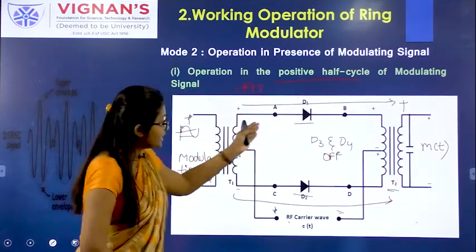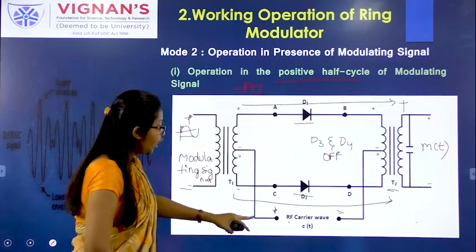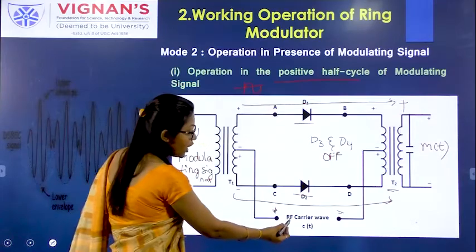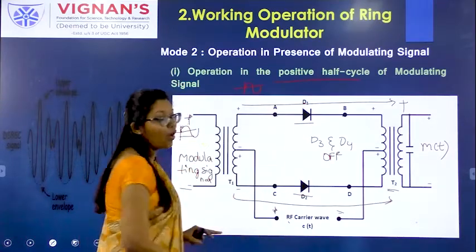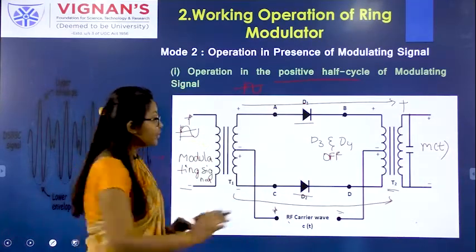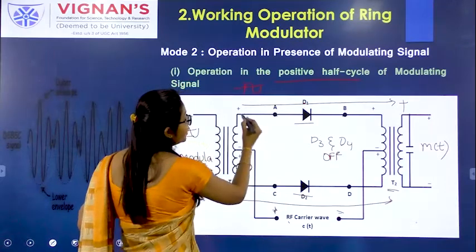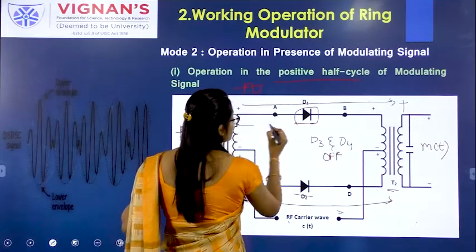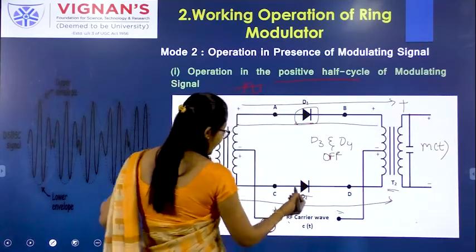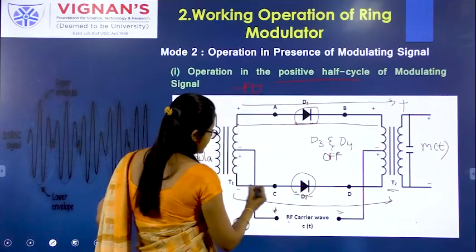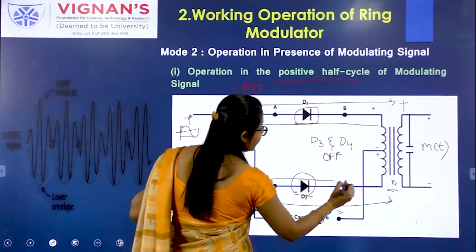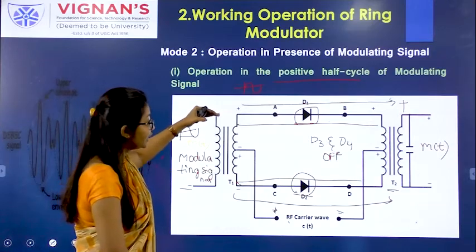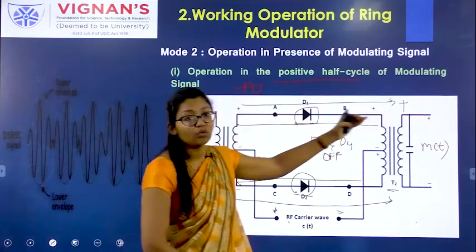Right? See the diagram here. When you are giving a positive half cycle of carrier, D1 and D2 will be on, D3 and D4 will be off. So this is how it appears. I am considering forward bias as a short circuit, which means there will be one single line. And again D2 is forward biased, so it is again short circuited. So whatever message signal we are giving, the direct message signal will appear at the output side.